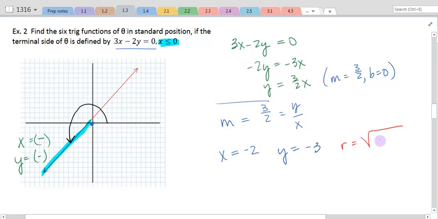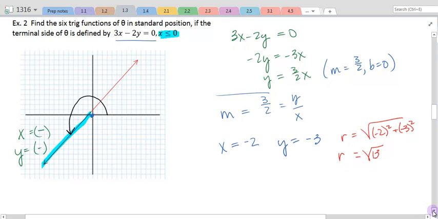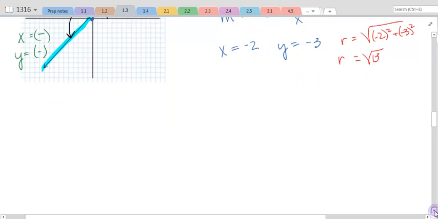Then we can use that to figure out what r is. r would be the square root of negative 2 squared plus negative 3 squared. That would be 4 plus 9, since 2 squared is 4 and 3 squared is 9, so the square root of 13. So I have the x, the y, and my r value, and I can write down what my 6 trig functions are. So let's do that together. This gets a little bit trickier, so we'll keep that up there.